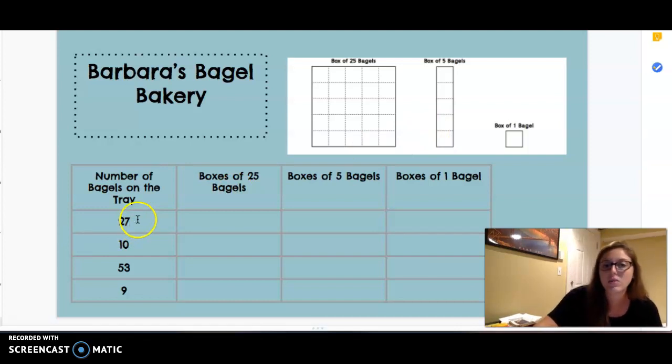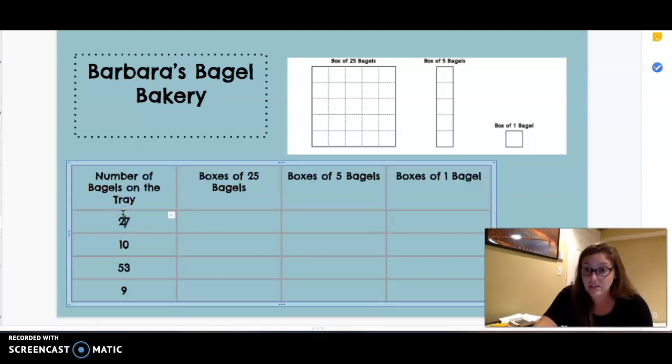The first one says the first amount of bagels he has on the tray is 27. So I need to think, okay, if Bob has 27 bagels and he wants to fill the largest box first, he could put them in boxes of 25 bagels, boxes of 5 bagels, or boxes of 1 bagel. I know that 25 is 2 away from 27. So he can definitely get 1 box of 25. Now he has 2 bagels left to get to 27.